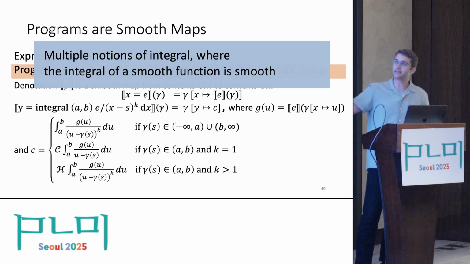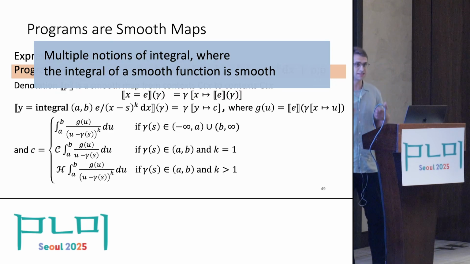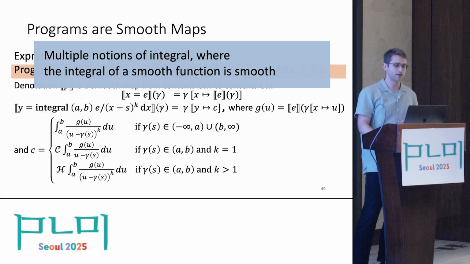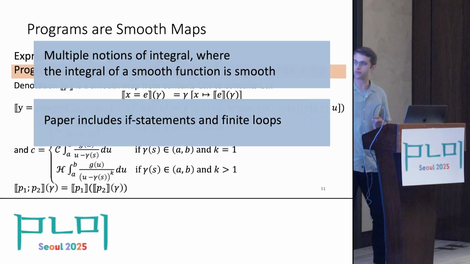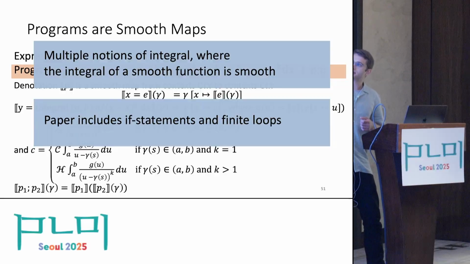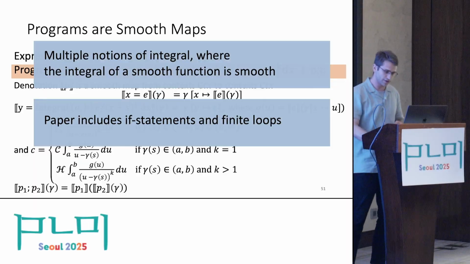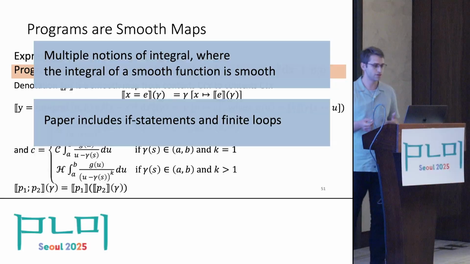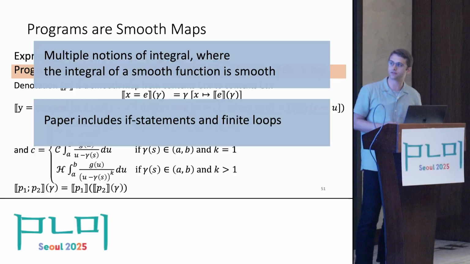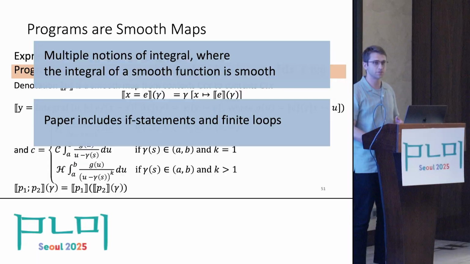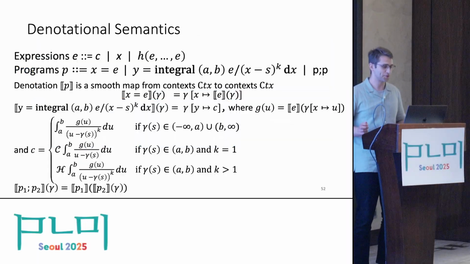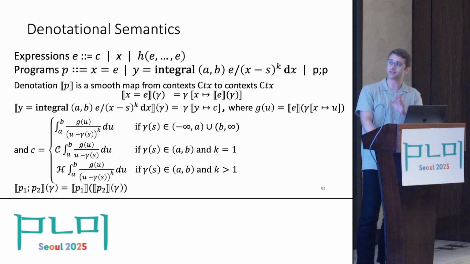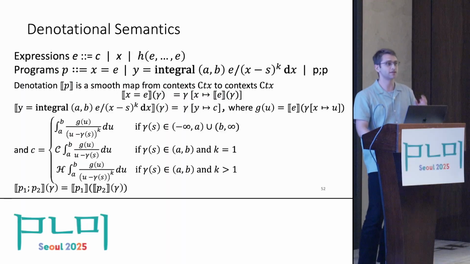And the key technical result that you need to make the semantics work out, in particular to make sequential composition work out, is to have the result that the integral of this smooth function in the numerator, g, is smooth. So you end up with a smooth semantics, so you're closed. And the paper extends this to include if statements and finite loops, which adds a lot of fun complexity. Okay, so that's the denotational semantics of this subset of the language.